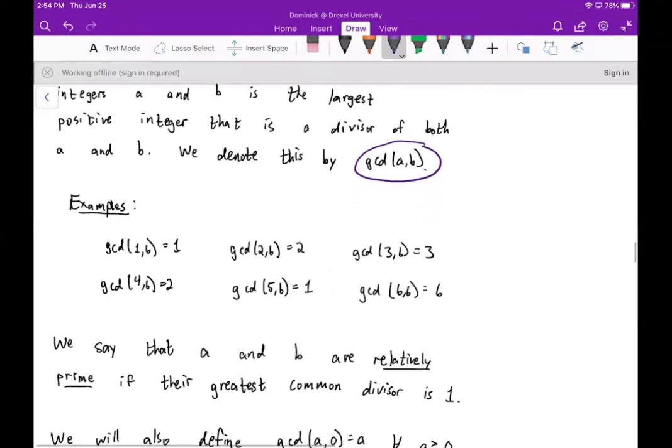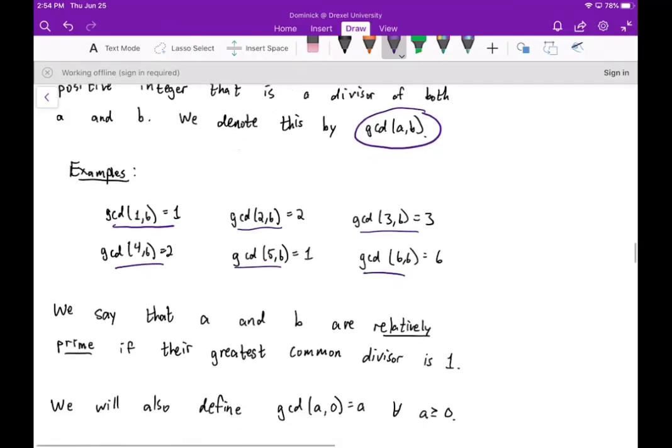Okay, so some examples are that the GCD of 1 and 6 is, of course, 1 because 1 is the biggest number that divides both of them. Then the GCD of 2 and 6 is 2, 3 and 6 is 3, 4 and 6 is 2, GCD of 5 and 6 is 1, and of 6 and 6, of course, is 6.